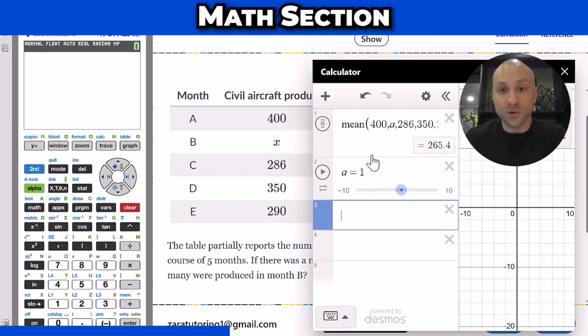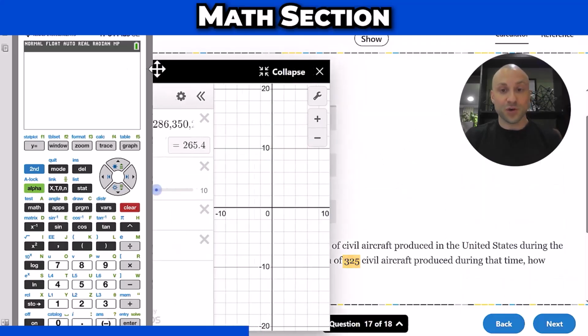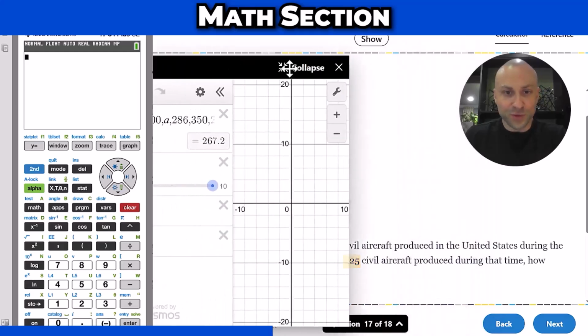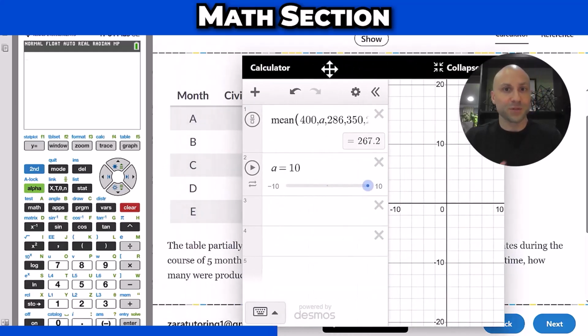Now remember, our goal is to figure out what this X, or in our case, A value, is so that the mean ends up being 325. So we're going to move this. If I go to the left, the mean is getting smaller. If I go this way, it's getting bigger, but not by much. And if I want to get to 325, we're going to have to get much bigger, much faster.